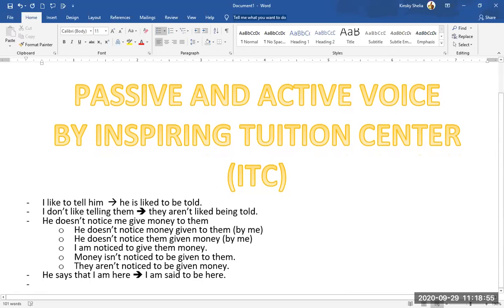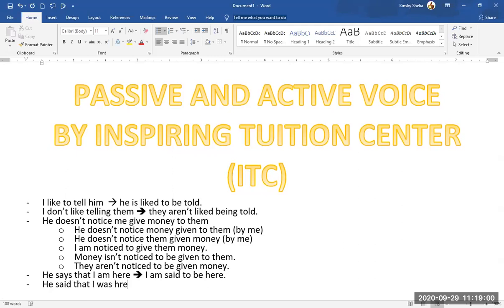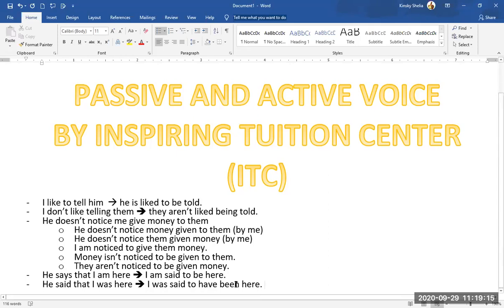But if it is the past tense, we make it into "He said that I was here," and we change it to become "I was said to have been here." Why does it become "to have been"? Because the "to be" there is the past tense, "was." The "was," according to the regulation, as the second verb, must be changed into "to have" plus verb 3.